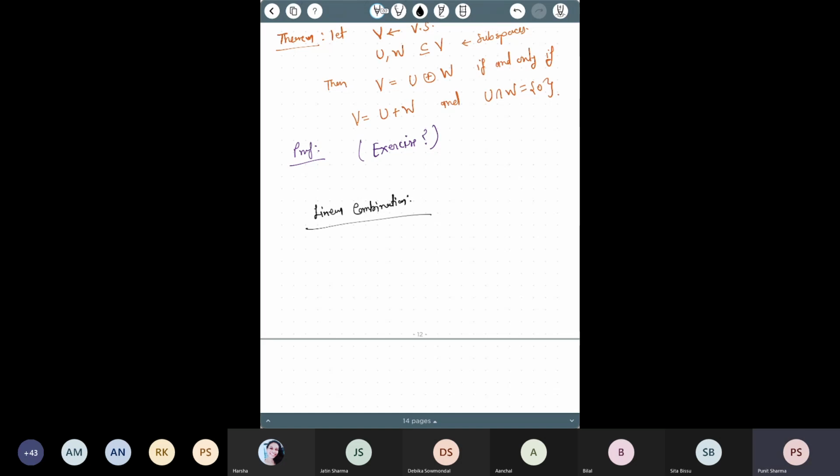I have also uploaded a problem sheet based on this vector space, subspace, basis, and dimension. You work out these problems and you come up with your doubts in the discussion session today at 2 p.m. Okay, so we can stop here because we only have 2 minutes. If you have any doubt, you can ask.